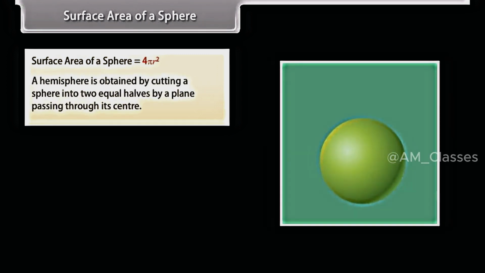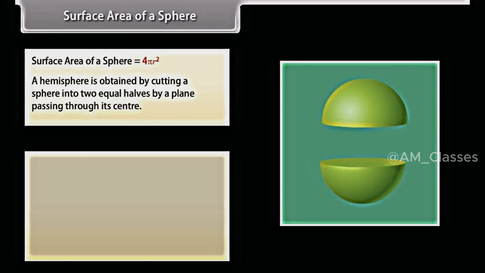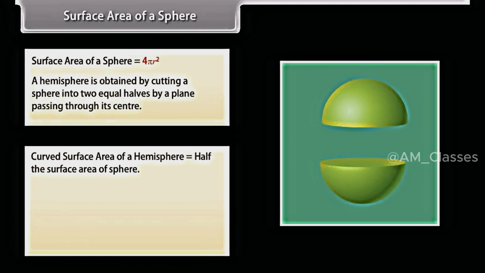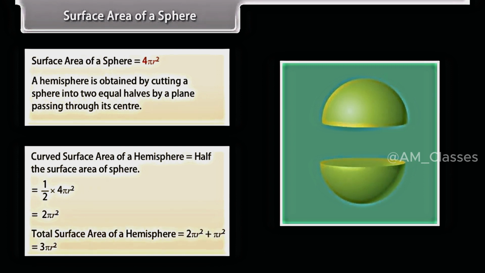A hemisphere is obtained by cutting a sphere into two equal halves by a plane passing through its center. Curved surface area of a hemisphere is equal to half the surface area of sphere, that is equal to 2 pi r square. Total surface area of a hemisphere is equal to 3 pi r square.